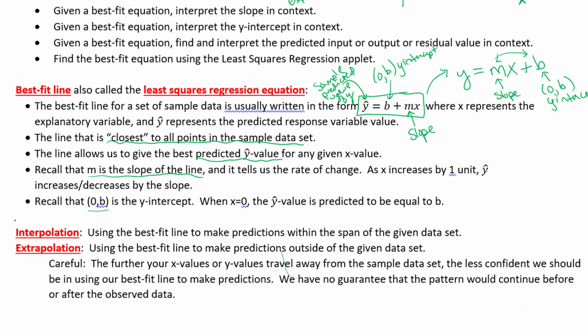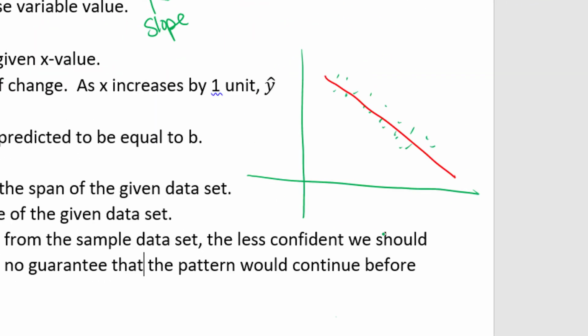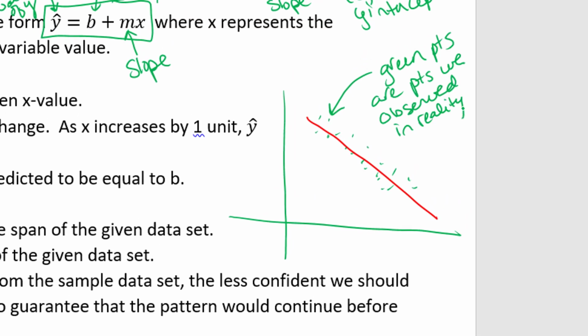So we will use interpolation and extrapolation. Interpolation is when we use our equation of best fit, our model, to make predictions within the span of the given data set. Let me show you what I mean by that. Okay, so here I've drawn another little scatter plot. My scatter plot is in green, and remember that means the green points are actual observed data points from reality, meaning I went out in the world and I actually observed these points.